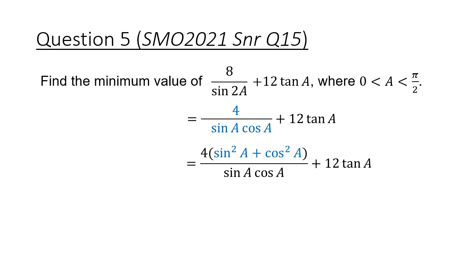So we're going to split this up into 2 fractions. So the first fraction, 4 sin squared a over sin a cos a, cancels out to give us 4 tan a. And the second fraction, 4 cos squared a over sin a cos a, gives us 4 over tan a. And plus the 12 tan a behind, we have successfully converted the entire expression in terms of tan a.